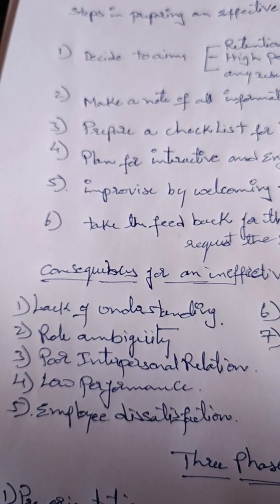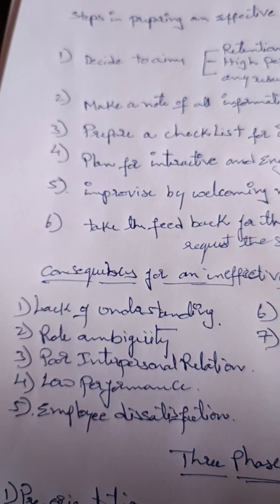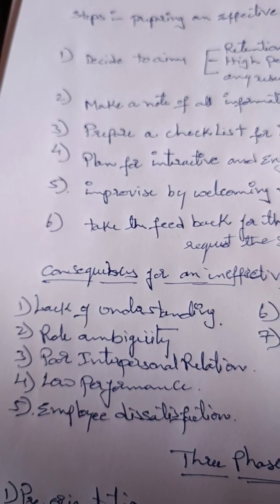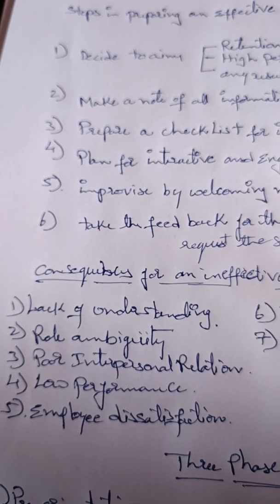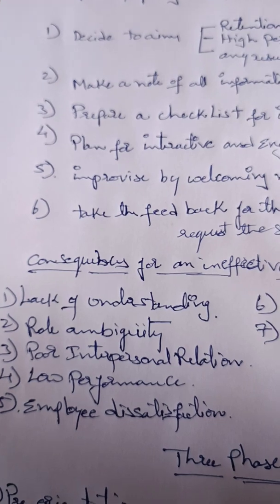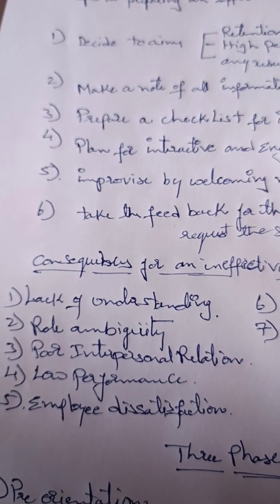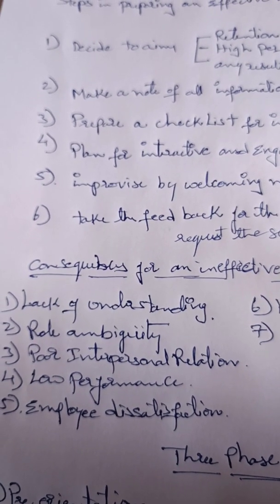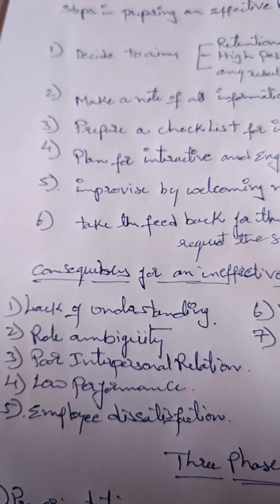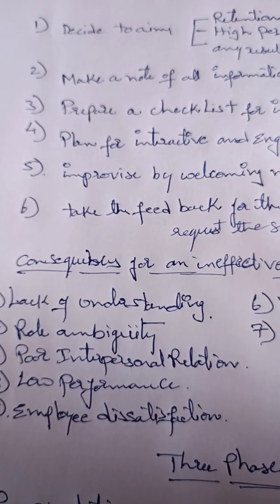Role ambiguity. Role ambiguity is, suppose, for example, you have a new employee who has to take business decisions, and you have not provided him with the full information that he needs to discharge his duties.